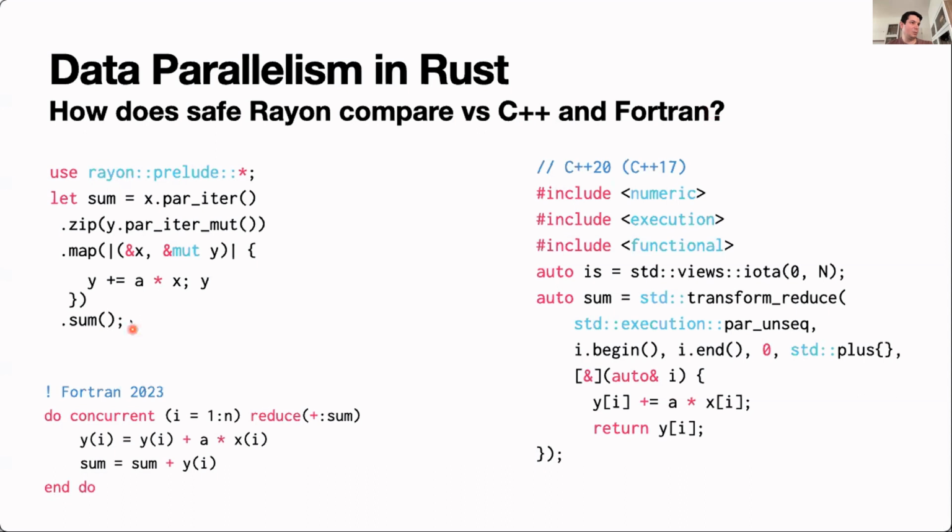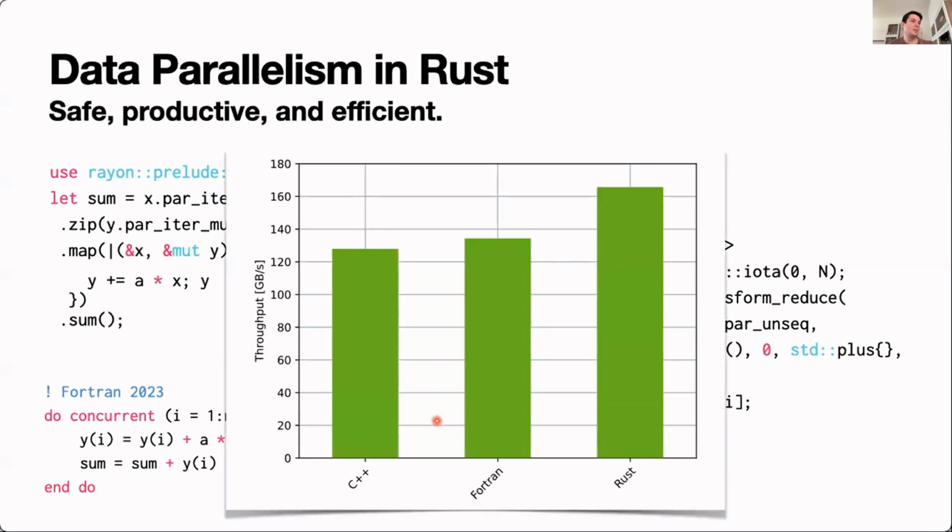And Fortran 2008 added parallel loops with do concurrent, and Fortran 2023 added reduce clauses to perform reductions. This actually looks pretty neat. I find it looks better than Rust and C++, to be honest, and I'm not a huge Fortran fan. So how do these three implementations compare to each other? And it turns out Rust is pretty good.